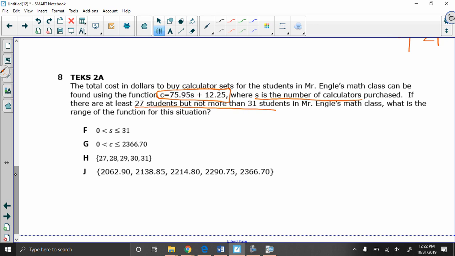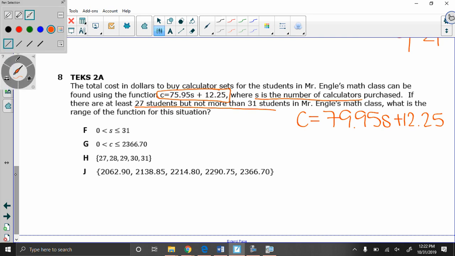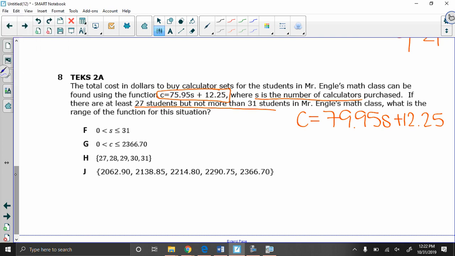So first off, I'm going to rewrite this equation. We have C equals 79.95s plus 12.25. And if I'm looking to compare this equation to one that's on the STAR formula sheet, it is similar to y equals mx plus b. We just have different variables. So I'm going to rewrite it to look like what we're used to seeing. So I'm replacing the c with y and the s with x.